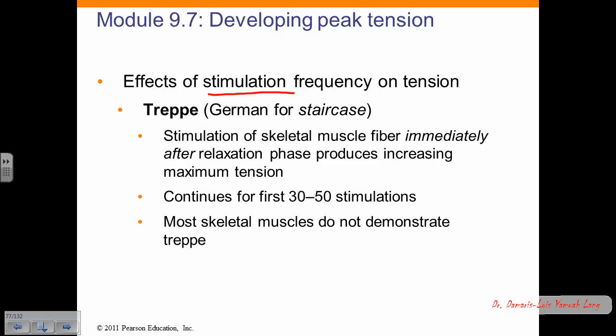So I need you to put on your scientific caps here. A twitch is what? Contraction and what? Relaxation. So there is a kind of stimulation that is frequent, back to back, in such a way that the stimulation of the skeletal muscle fiber occurs immediately after relaxing. So I need you to picture this with me.